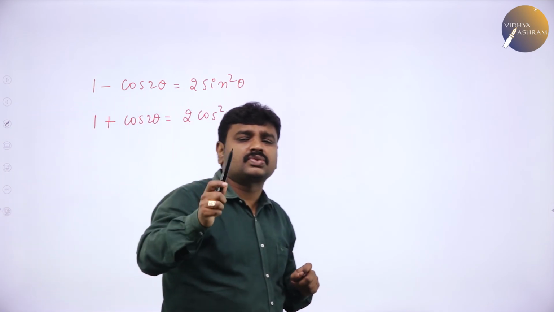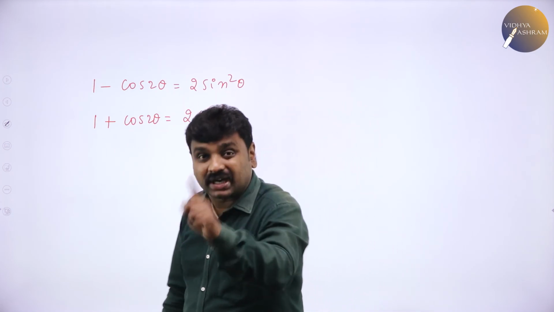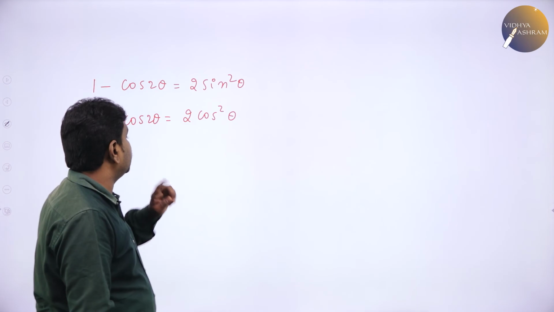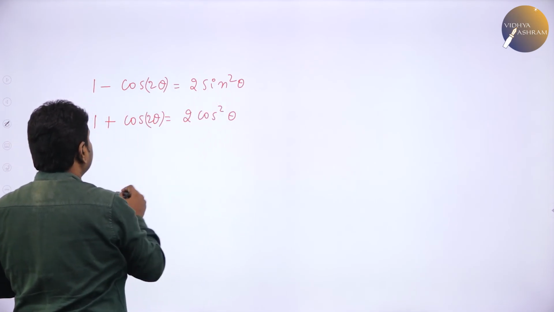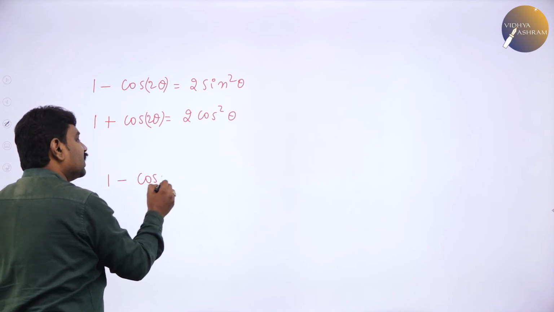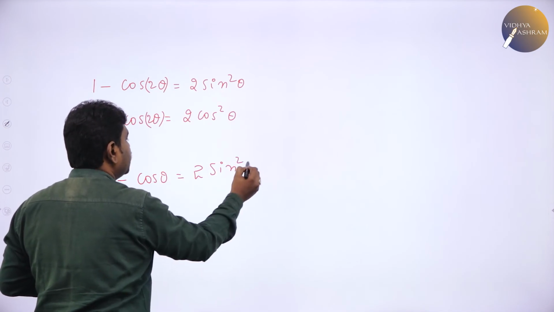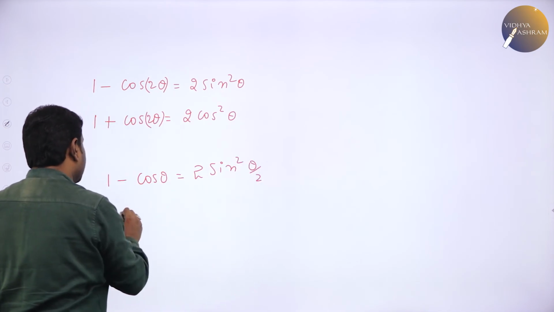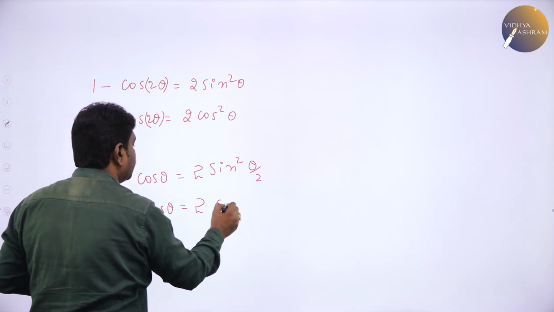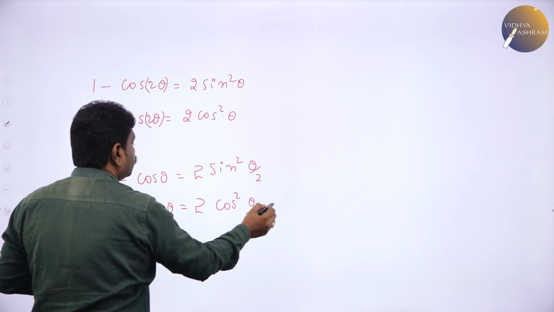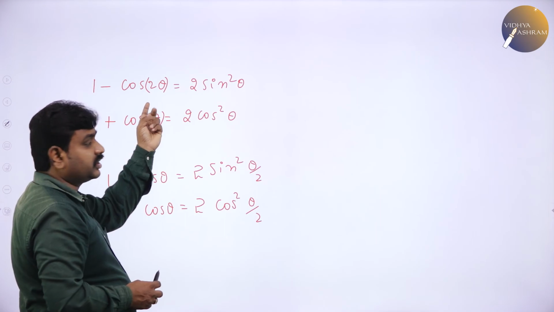What is 1 minus cos 2 theta? 2 sin square theta. What is 1 plus cos 2 theta? 2 cos square theta. So here, if it is 2 theta, it will become half. What is half of 2? 1. Similarly, what is 1 minus cos theta? 1 minus cos theta is 2 sin square of half of this, theta by 2. And what is 1 plus cos theta? 1 plus cos theta is 2 cos square theta by 2. Let me repeat. These two formulae you will use repeatedly. If you have 2 theta, it will become half of 2.